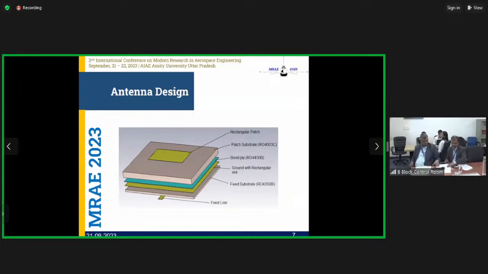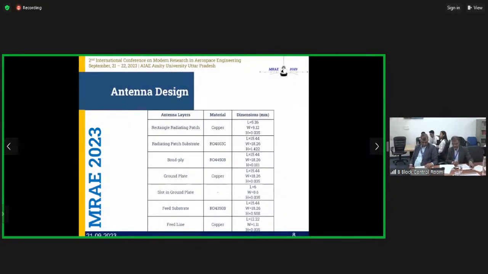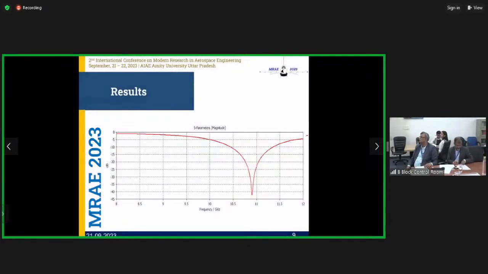That rectangular slot is used for the aperture coupling between the feed line and the rectangular patch. The other layer is the feed substrate of material Rogers 4350B, and the last layer is the feed line. These are the dimensions and materials of all the layers. These are my results.